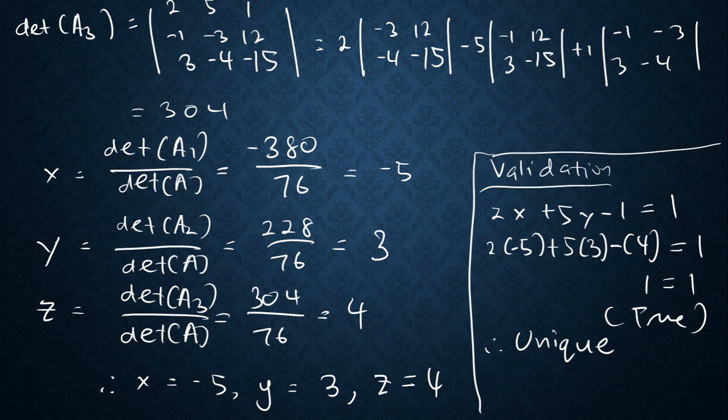X is -5, Y is 3, Z is 4. To validate it, I just need to substitute X, Y, and Z into one of the equations. So I get 1 equals 1, which is true, and this is unique, since the determinant of A is 76 and is non-zero.